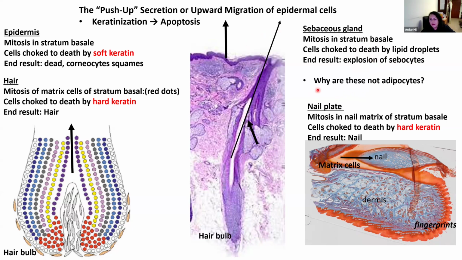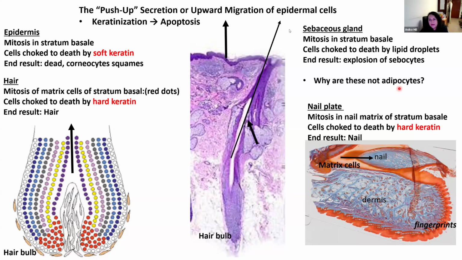And I put here one question that if you would like to answer, that's fine. Why are these called sebocytes, not adipocytes? Anybody want to answer? So sebocytes are basically originating from the epidermis. So these are basically epithelial cells. The adipocytes, what you learned previously, these white diamond ring-shaped cells, are actually connective tissue cells.